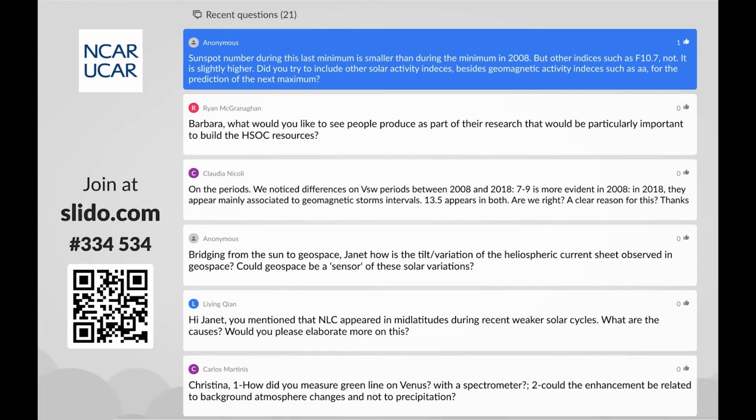So the fact that 10.7 was a little higher, whereas sunspot number was a little lower, I don't think figures in so much.